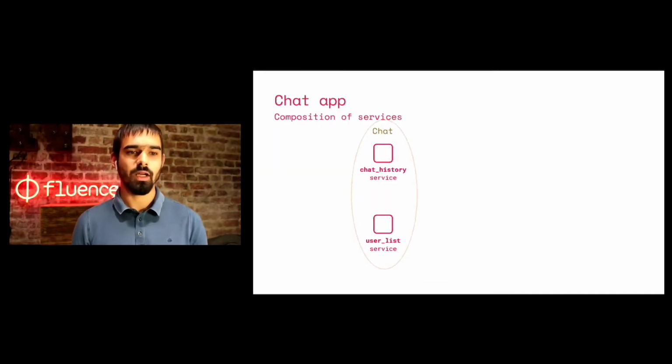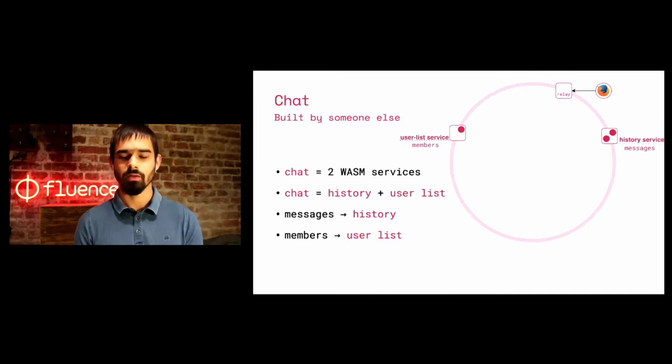So first of all, let's decompose the chat application into a set of services. For the simple chat, we have just two services. The first service stores messages of the chat so that a person who joins later can see the history. It's the chat history service. And we also have the user list service to have all the users and to notify them about the new messages.